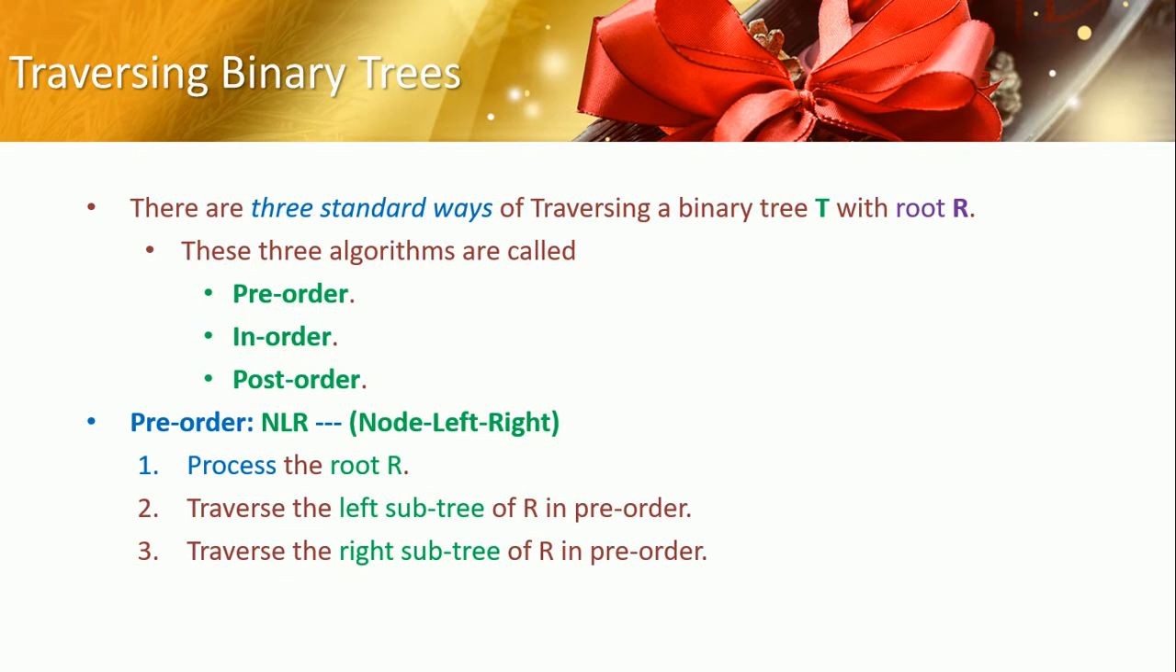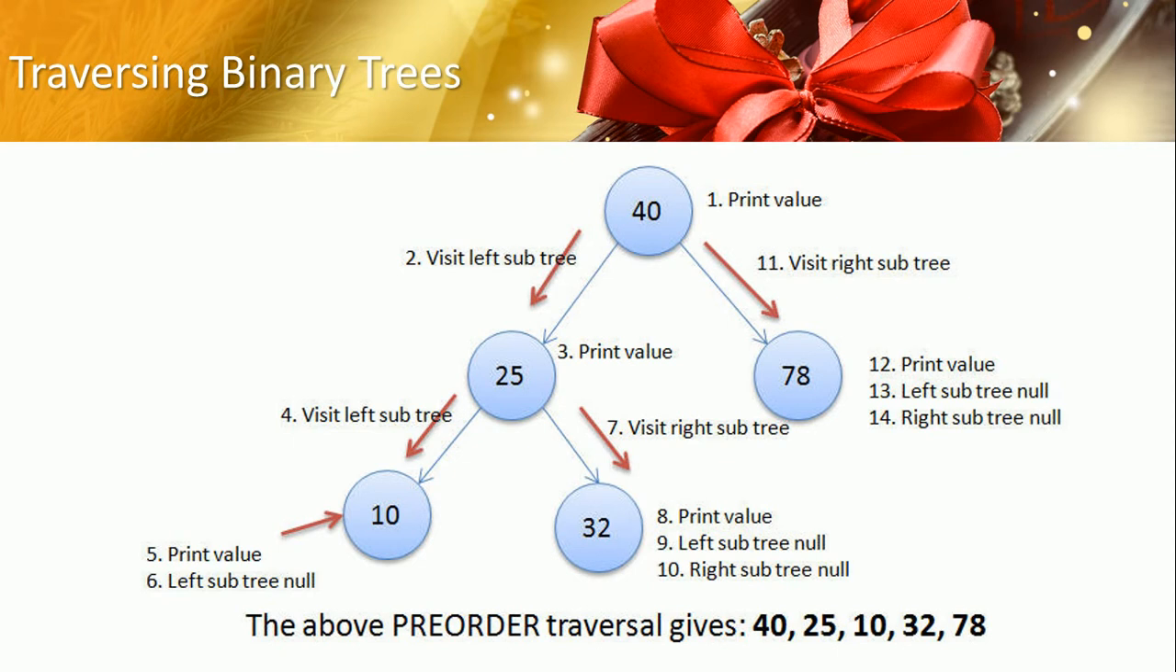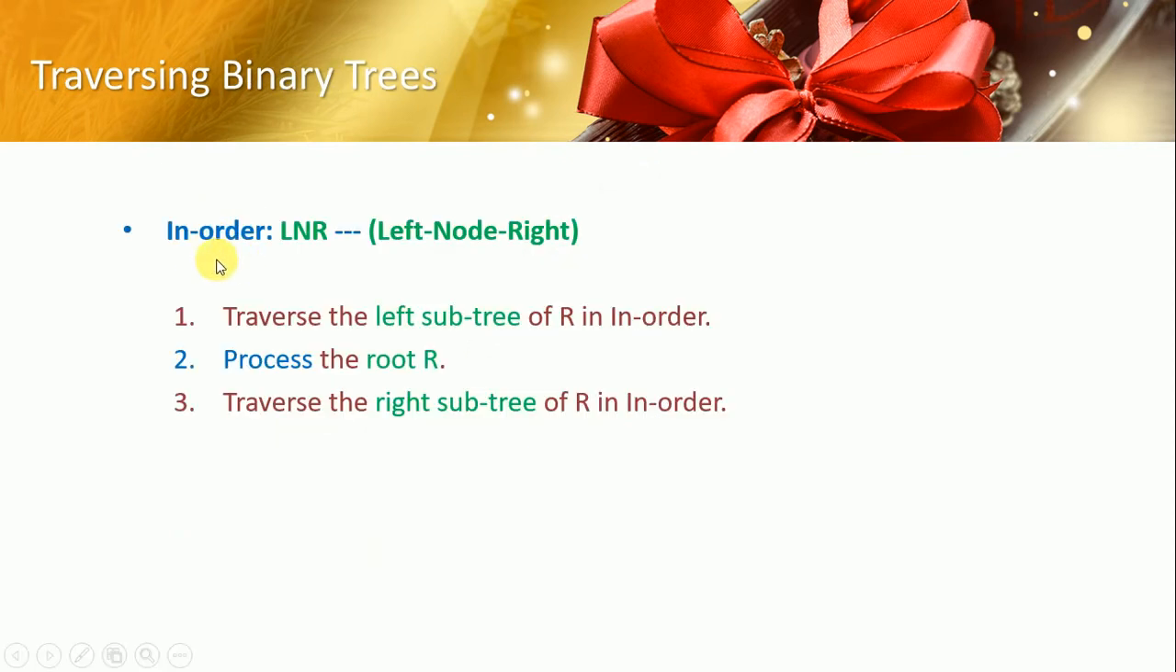Pre-order is called NLR: node, left, and right. It will process the root node first. Node means that at the first location it will be the root node. Then the left subtree will be traversed, and then the right subtree. In pre-order: node, left, right. This is our algorithm.